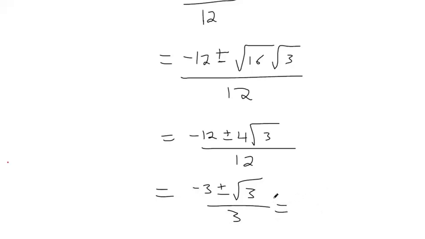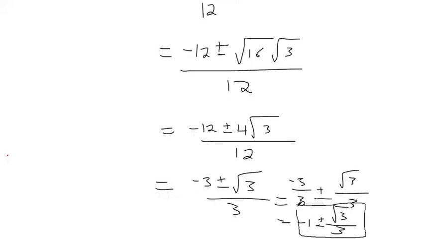You could split it up into two separate fractions. You could do negative 3 over 3 plus or minus the square root of 3 over 3. So this is negative 1 plus or minus the square root of 3 over 3 is another way. So it really depends on the textbook because it's just a matter of preference. This is fine. This is fine.